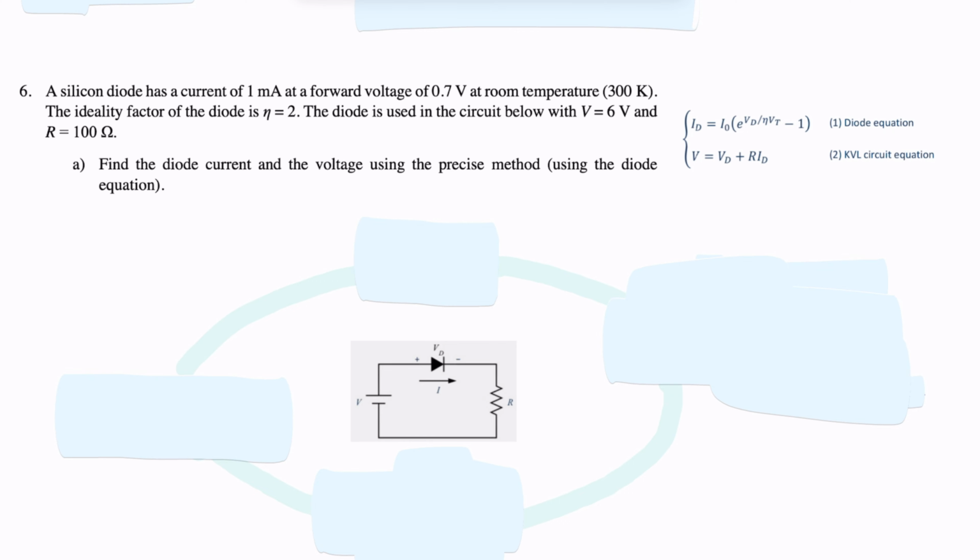So we're given some information. We're given the current at a voltage of 0.7 volts, we're given room temperature, we're given the potential difference in the circuit is 6 volts, the ideality factor of 2, and the value of our resistor is 100 ohms. So even though there are just two equations, it's actually quite a lot of work. If we look at these equations, there's quite a lot going on.